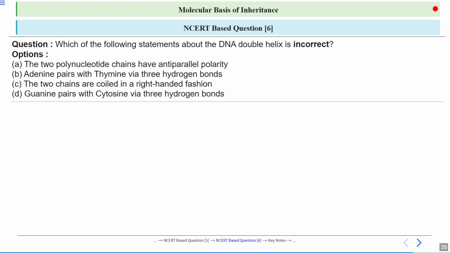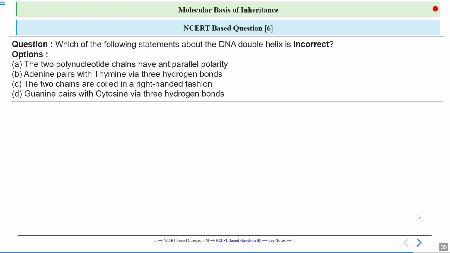Let's see the second. Adenine pairs with thymine via 3 hydrogen bonds. We know that adenine pairs with thymine, but is it via 3 hydrogen bonds? No, it is via 2 hydrogen bonds. So this statement is incorrect, but we will see the other options too. The 2 chains are coiled in a right-handed fashion. Yes, we know that the 2 chains are coiled in the right-handed direction, so it is right. Fourth, guanine pairs with cytosine via 3 hydrogen bonds. Yes, that is correct.